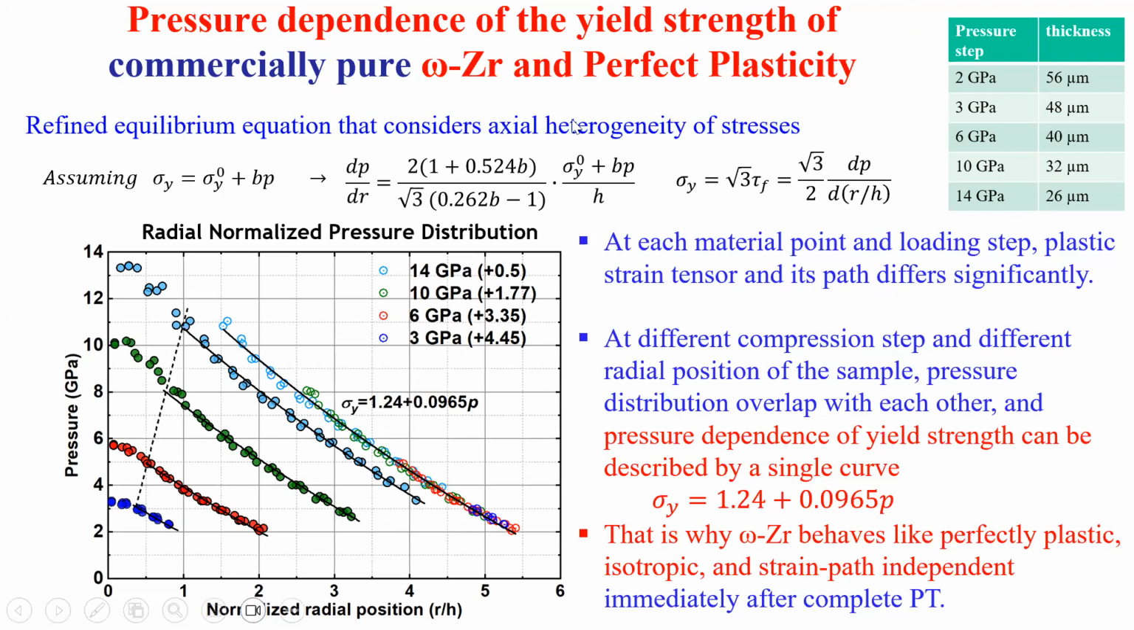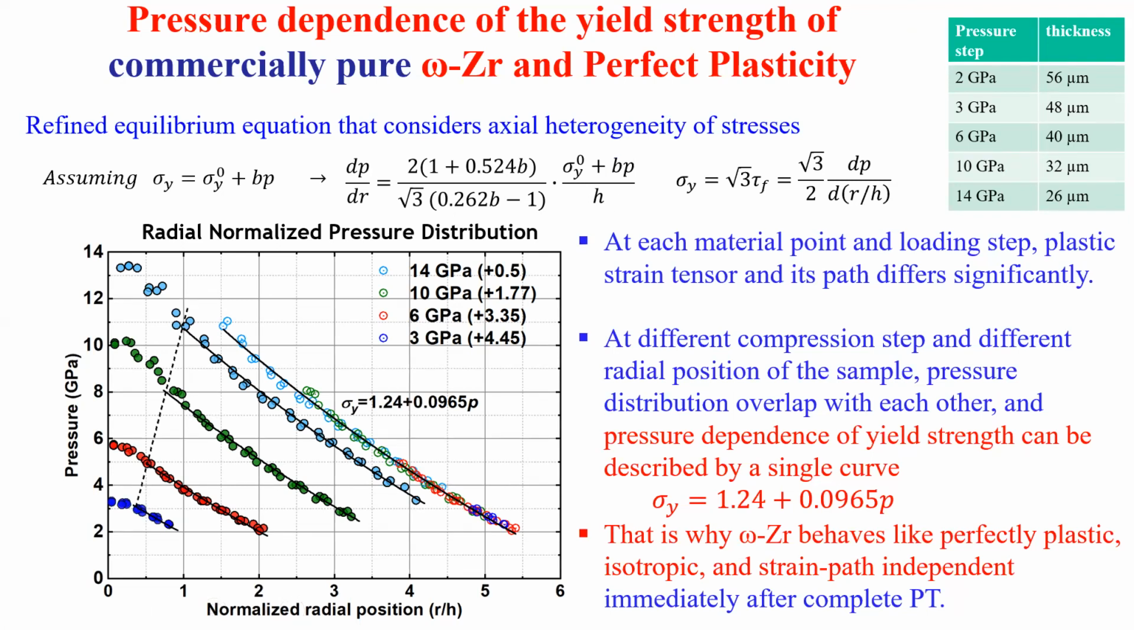And we slightly advanced the known equilibrium equations, where pressure gradient is proportional to pressure-dependent yield strength divided by local thickness. We took into account heterogeneity along the thickness. That is why we obtain an additional term. Then pressure distribution we measure with X-ray diffraction, and thickness with X-ray absorption.